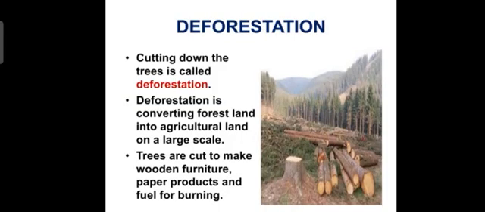Deforestation. Forests are disappearing at an alarming rate mainly due to human activities. Cutting down the trees is called deforestation. Humans cut the forest to convert the forest into agricultural land so the food production could be increased. We cut the trees for firewood, paper, and to make wooden objects.